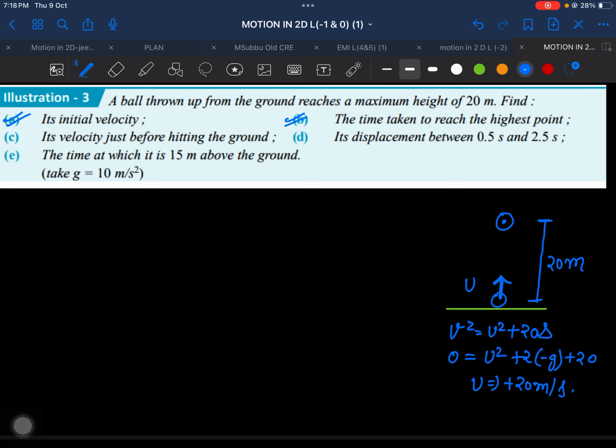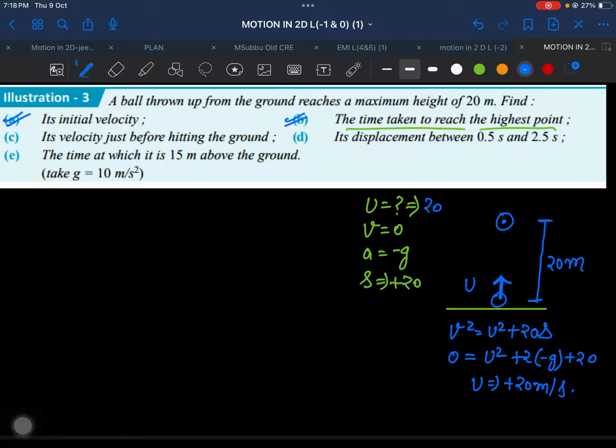Now the second part, the time taken to reach the highest point. So now which equation will we use? You know that initially you don't know u. Now v you know, it is 0. a is equal to minus g and displacement is equal to plus 20. So from the first equation we have solved, we know u also, that is 20, from this solution.